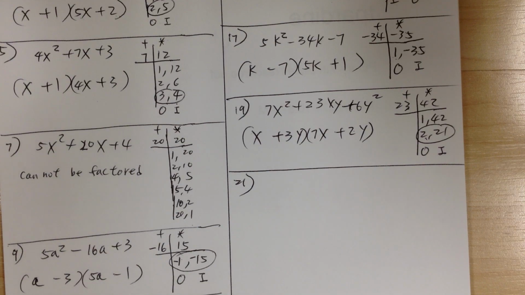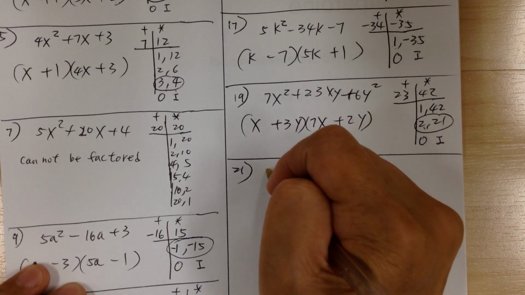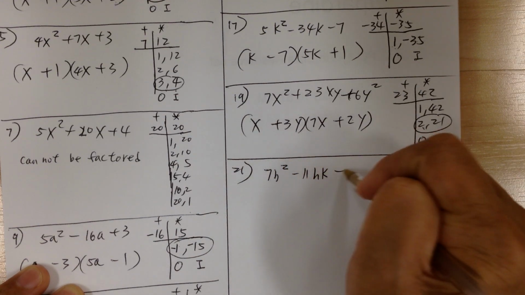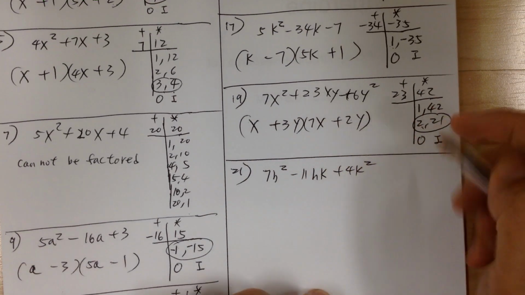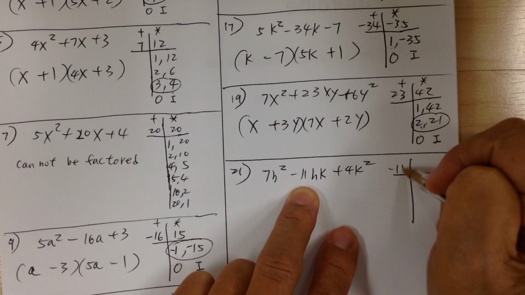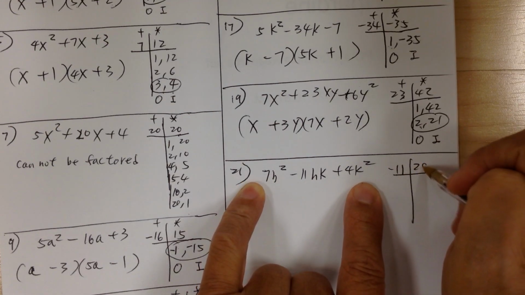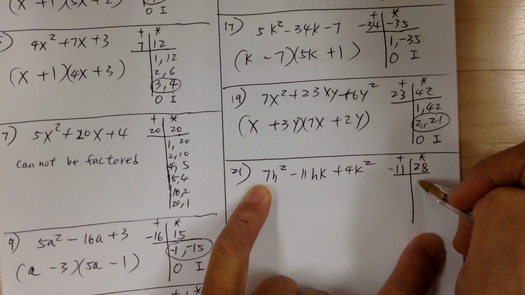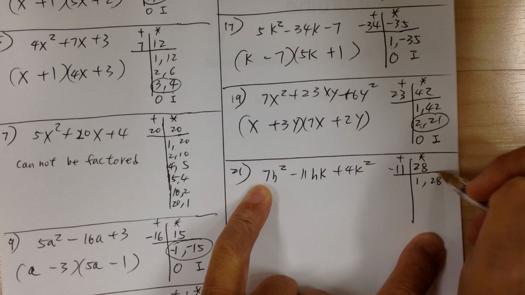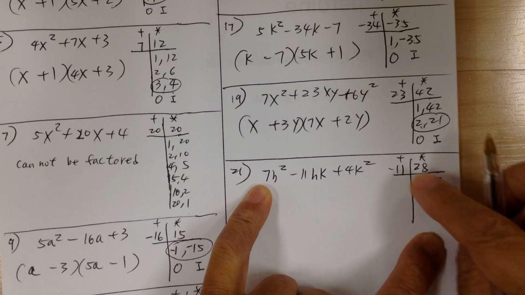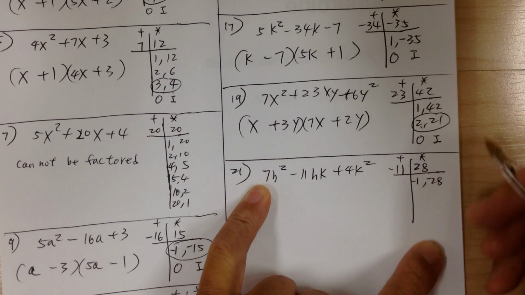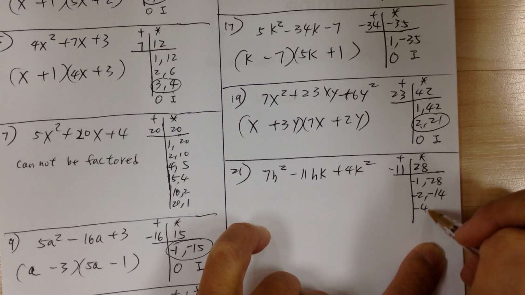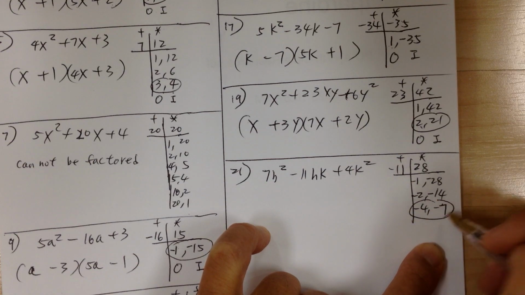Okay, 21. That's 7h squared minus 11hk plus 4k squared. So you need to get negative 11 and 28. Don't forget to multiply this. So 28. You can start with 1, 28. Again, to get negative, not positive, you have to use negative and negative. So negative 2, negative 14, negative 4, negative 7. And that's the correct combination.